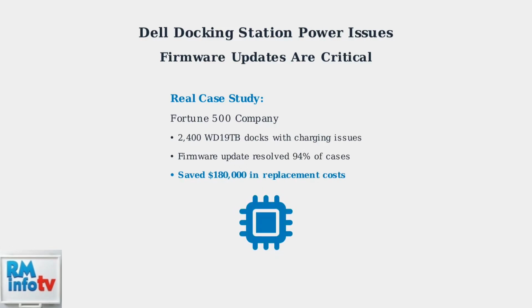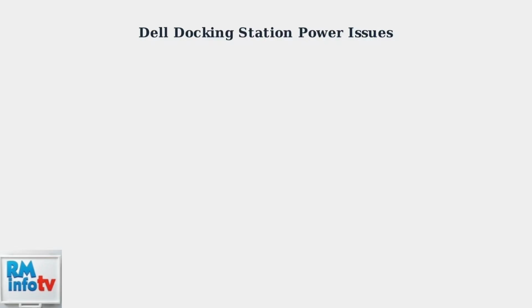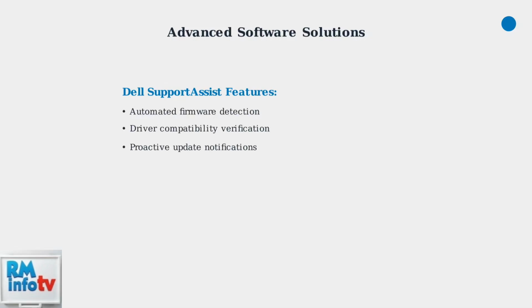A Fortune 500 company saved $180,000 by updating firmware on their WD-19TB docks to fix a power negotiation bug, resolving 94% of their cases. When basic troubleshooting fails, advanced software solutions become essential. Dell SupportAssist provides automated firmware management and driver updates specifically designed for docking station compatibility.